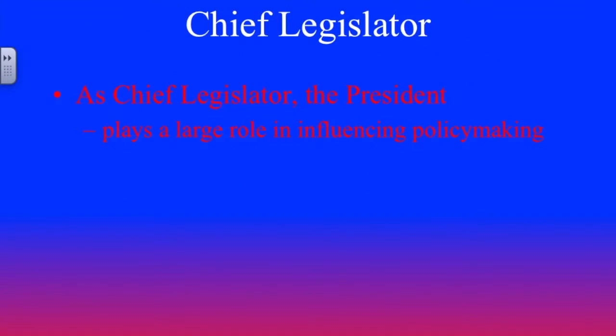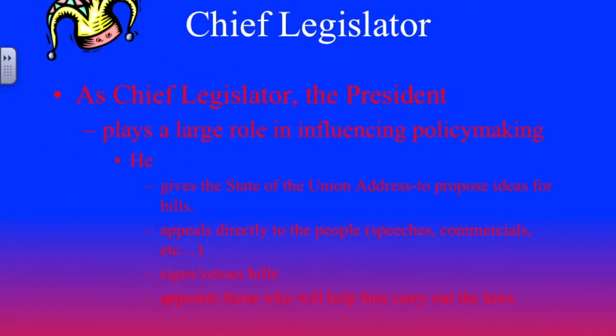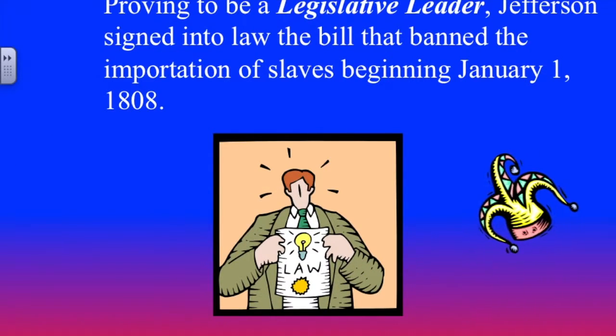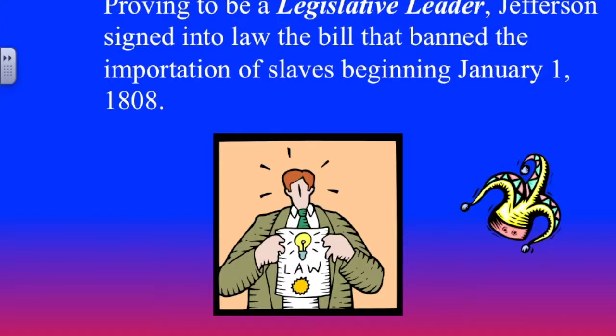As chief legislator, the president plays a large role in influencing policymaking, so that means he does work with Congress in this role. He does things like give the State of the Union address. This is when he proposes ideas for new bills for the year. He appeals directly to the people. He signs and vetoes bills, and he does appoint those who will help him carry out the laws. Proving to be a legislative leader, Jefferson signed into law the bill that banned the importation of slaves beginning January 1, 1808.